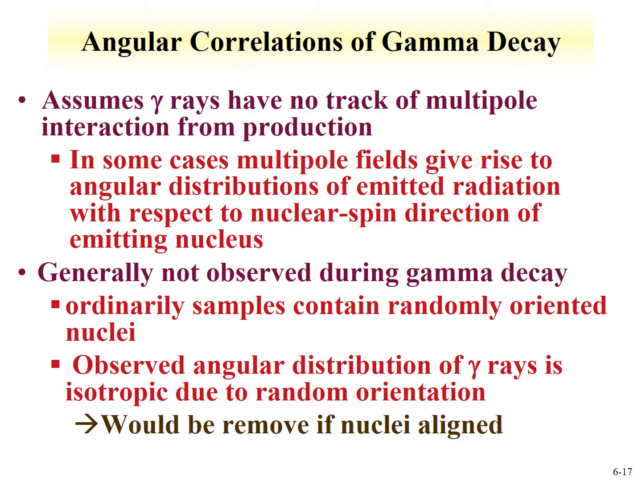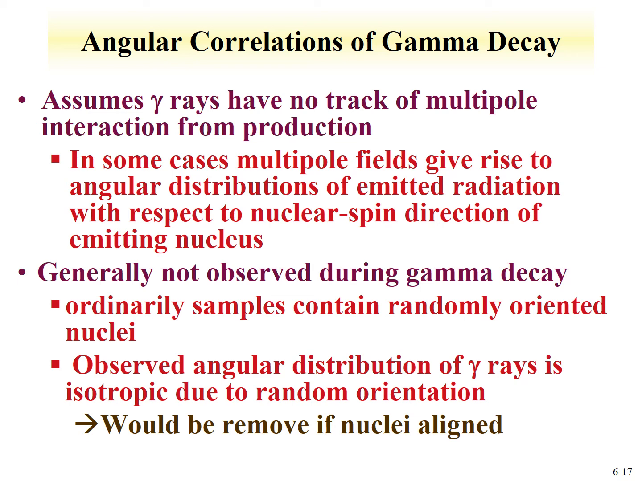One aspect of gamma decay that we discuss are these multipole interactions, both electric and magnetic. And there's the assumption that the gamma rays have no track of the multipole interactions from the productions. In other words, there's no correlation between the behavior of the gamma rays as they're emitted from the nucleus and their multipolarity. In some cases, you would expect these multipole fields to give rise to angular distributions that are related to the direction of any angular properties within the nucleus. This is generally not observed during gamma decay, and even if it was observable, since most nuclei are randomly orientated, if there were any correlations with gamma decay, those would also be randomly orientated.